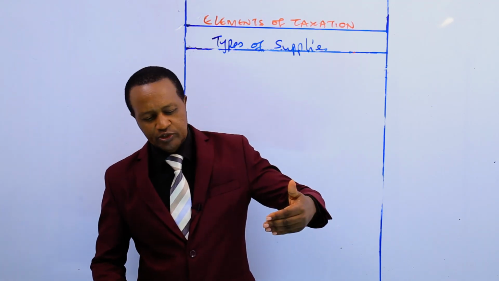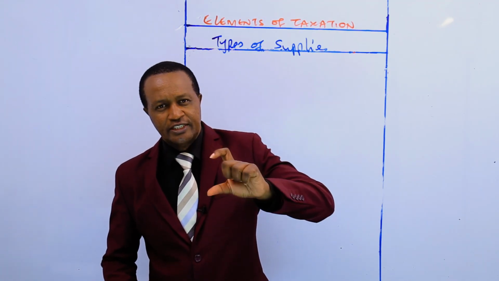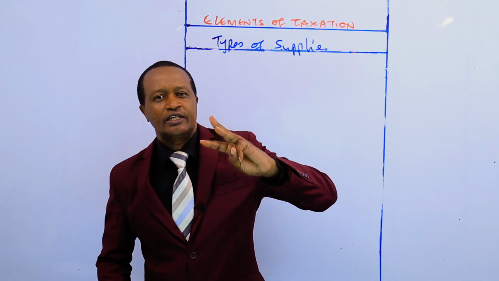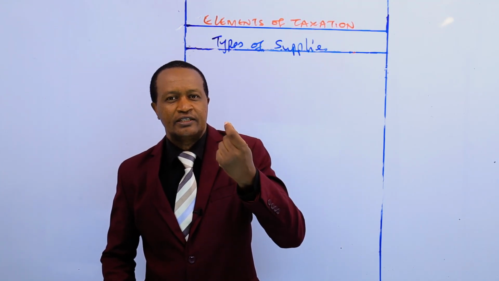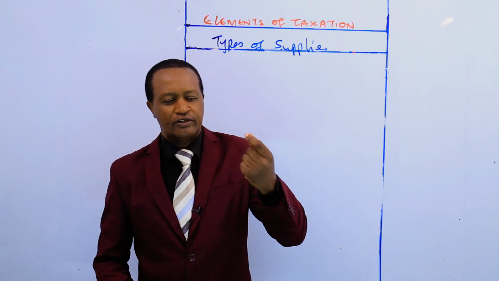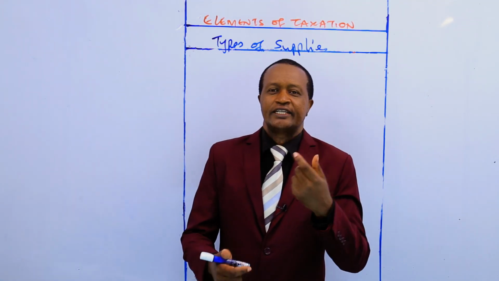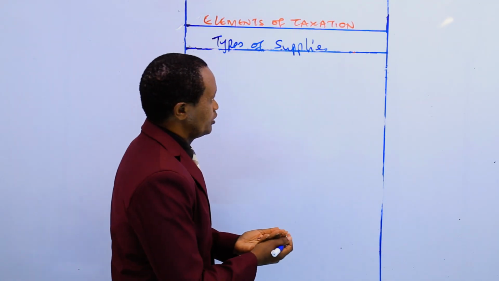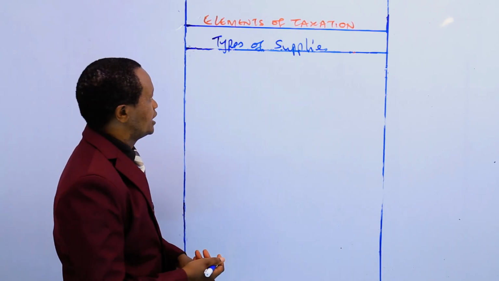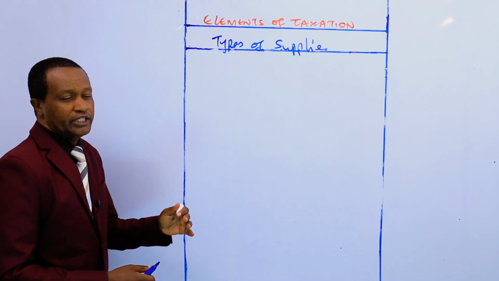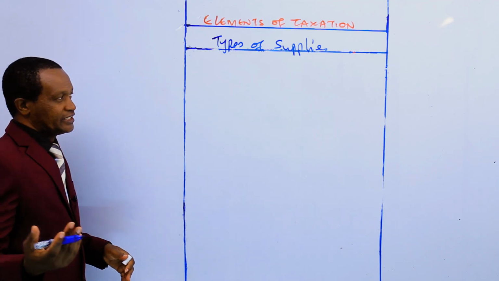So the VAT Act of 2013 categorizes supplies into three main types. One is standard rated supplies. We have zero rated supplies and exempt supplies. We're going to try and understand all these types, beginning with the standard rated supplies.